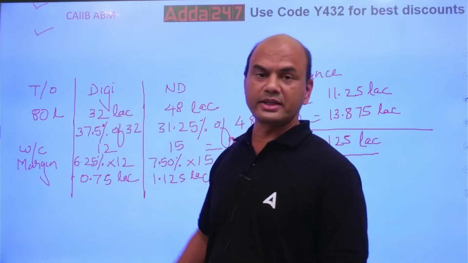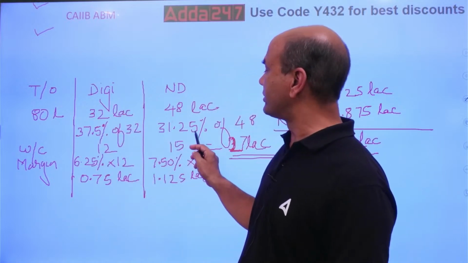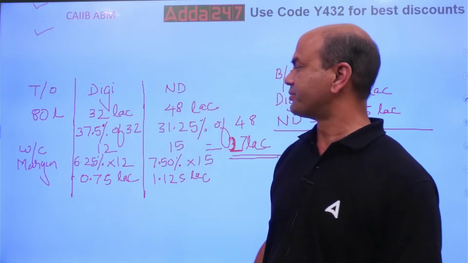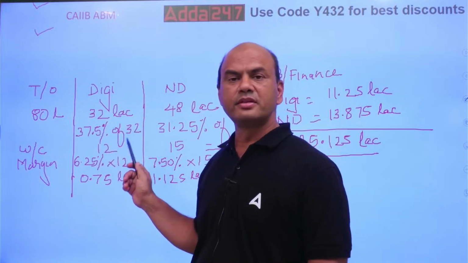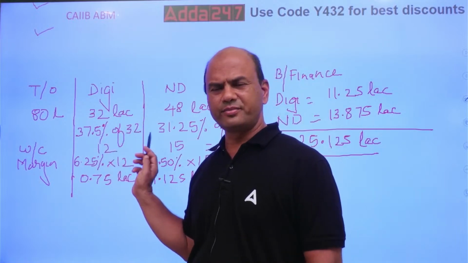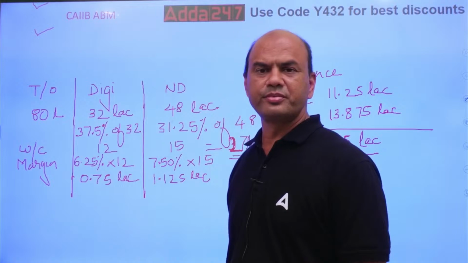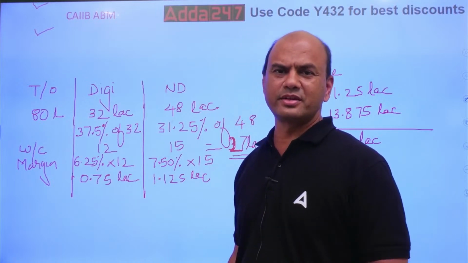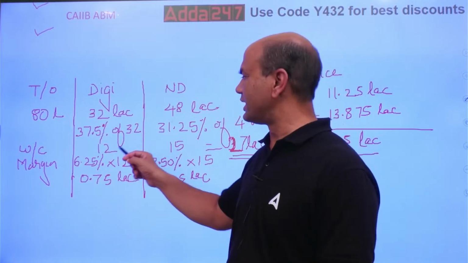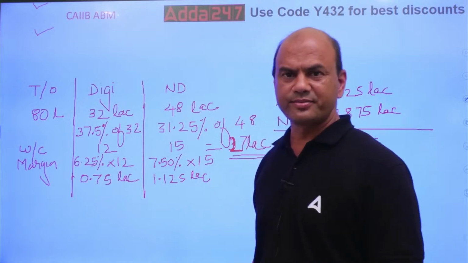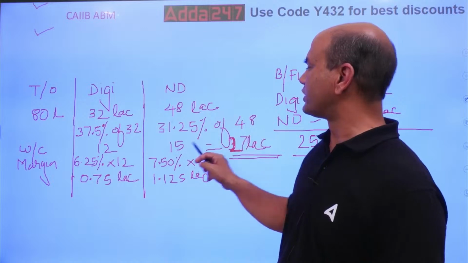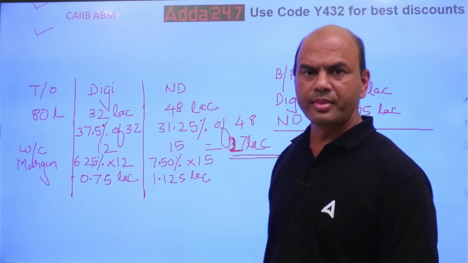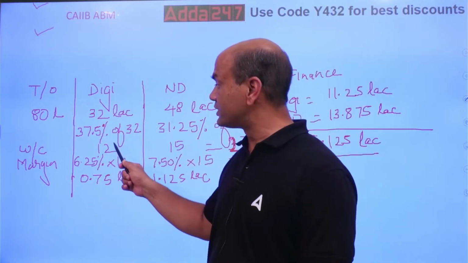37.5% of 32 lakhs, 31.25% of 48 lakhs. So this gap comes out to be roughly 1/3 of 32, roughly, plus minus. So it is 12 lakhs, 12 threes are 36, roughly 12 lakhs, and here 31.25% of 48, so 15. So this is what you have to remember.